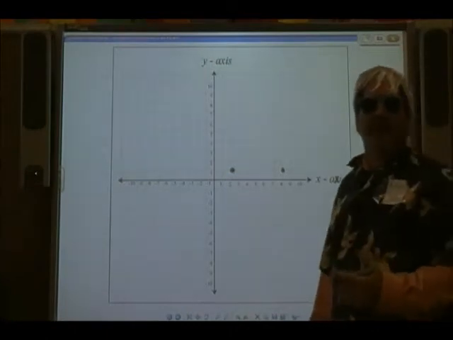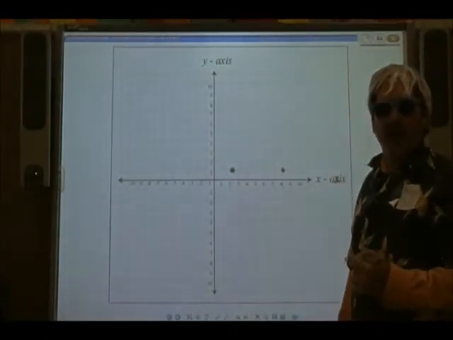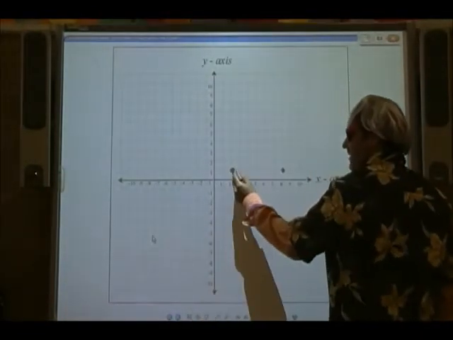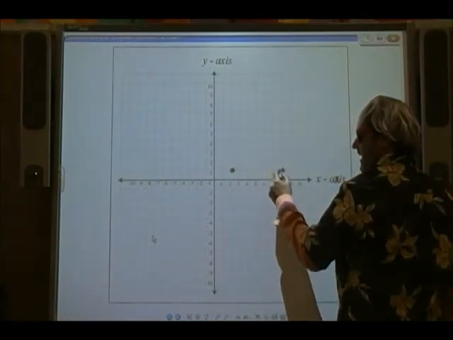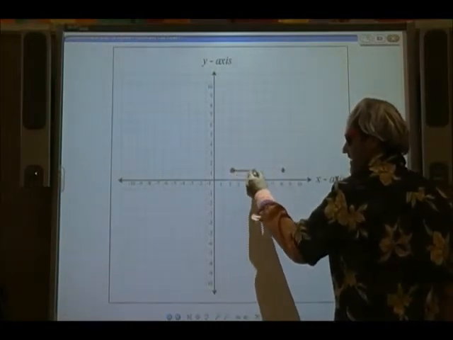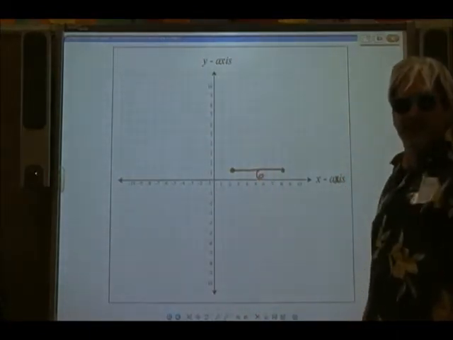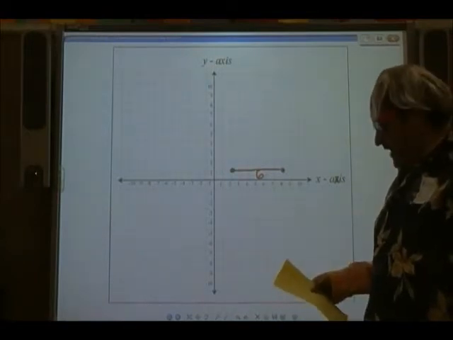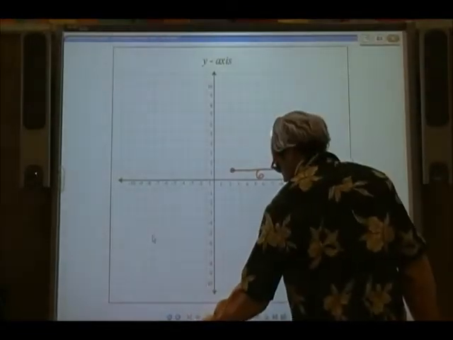If I ask you for that distance, you don't have to use any formula. All you have to do is count. So we count from here to here: 1, 2, 3, 4, 5, 6. So this distance is 6 units. Nice and simple.